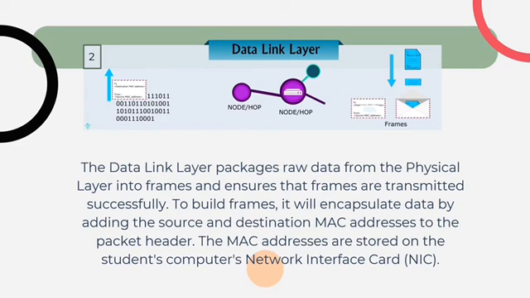Next, I will be explaining about the data link layer. The data link layer packages raw data from the physical layer into frames and ensures that the frames are transmitted successfully. To build frames, it will encapsulate data by adding the source and destination MAC address to the packet header. The MAC addresses are stored on the student's computer network interface card, which is NIC. That's all from me.